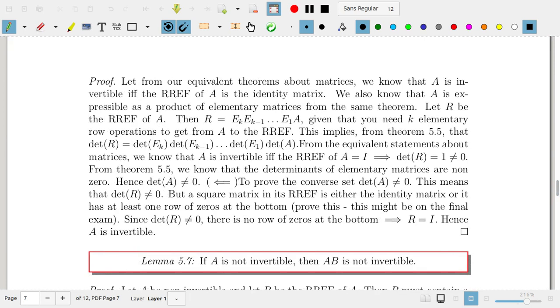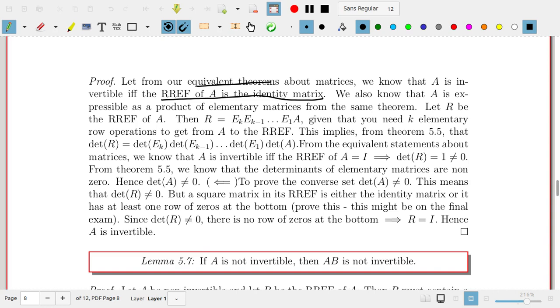Okay, so what is the proof of this? From our equivalent theorems about matrices, from the previous chapter, we know that A is invertible if and only if the RREF of A is the identity matrix. This we know. And we also know that A is expressible as a product of elementary matrices from the same theorem.